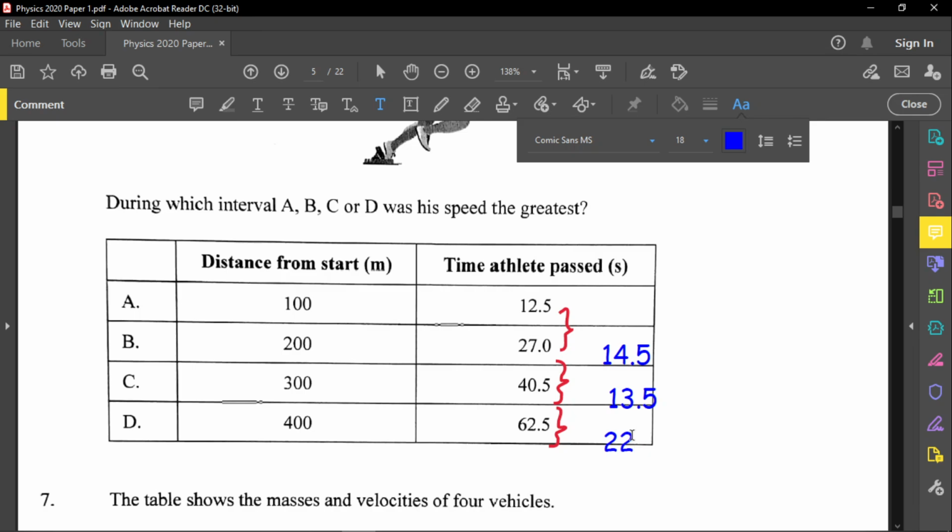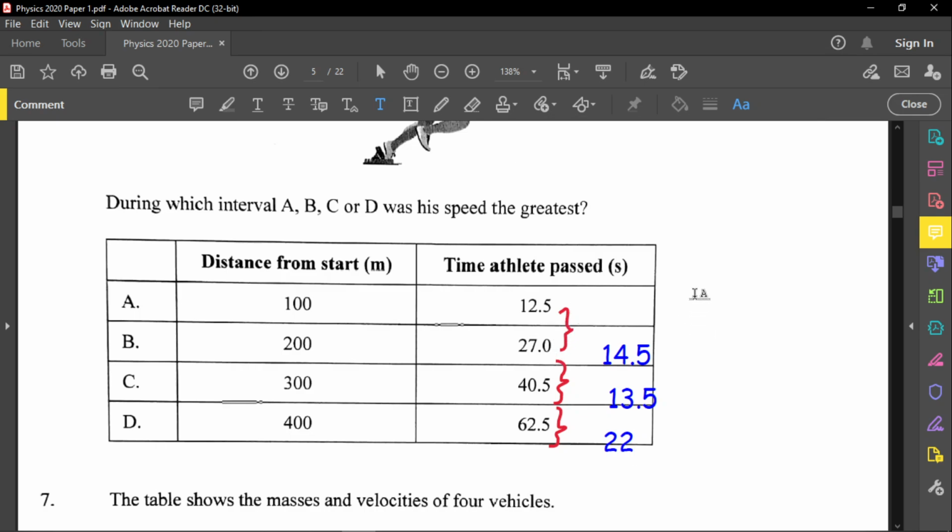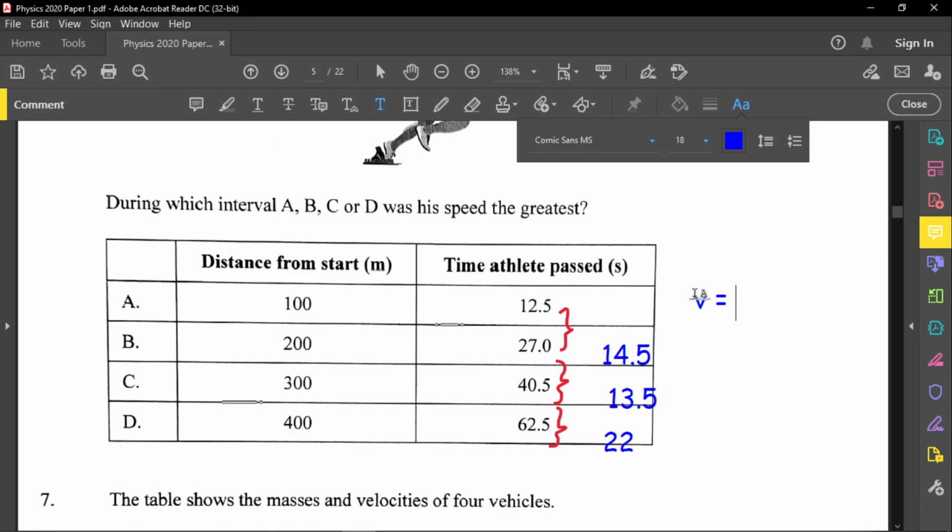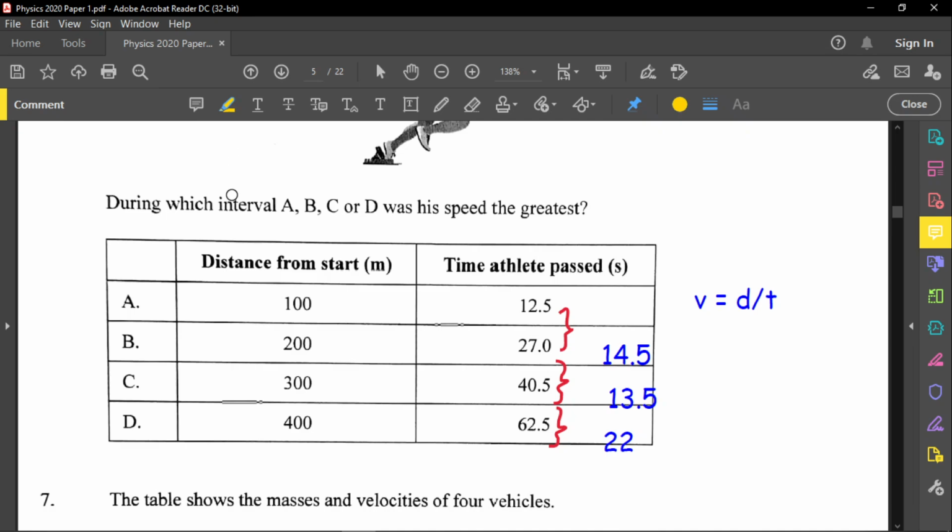So what I want to look at carefully now is how to look at the difference. You want to find the lowest possible time, because remember, if speed is equal to distance over time, and each distance is the same, 100 meters all the time, then to get the greatest speed, the time must be the lowest time. And so out of all of this, we are going to get A, because that is 12.5 seconds. 12.5 is the lowest time out of all the times so far, okay? All right, great.